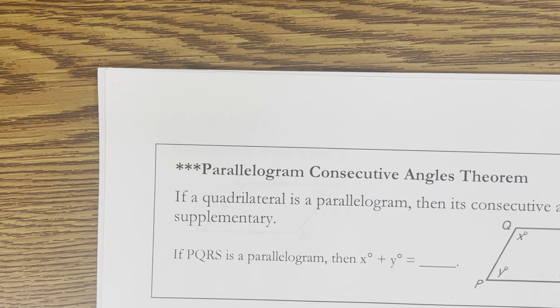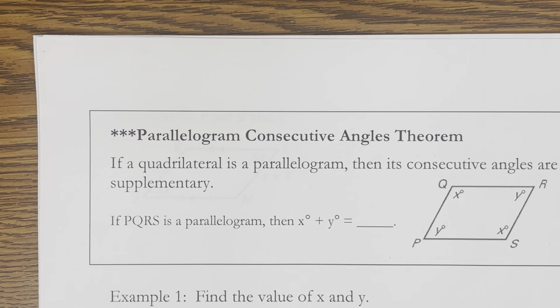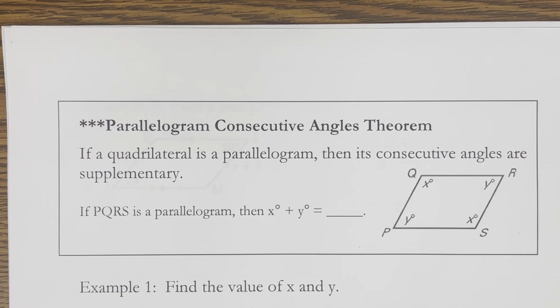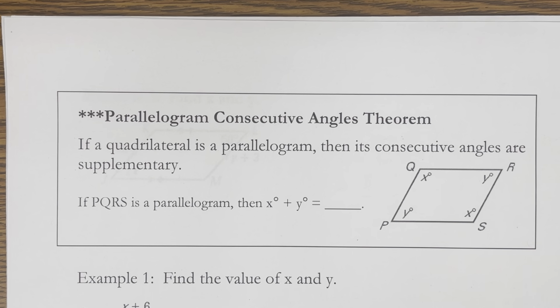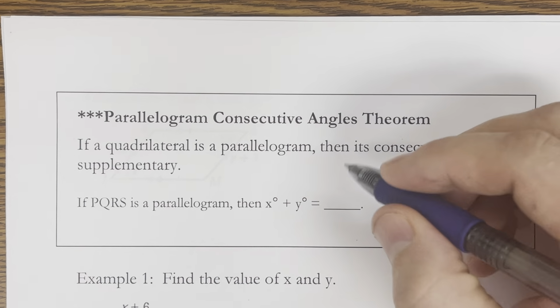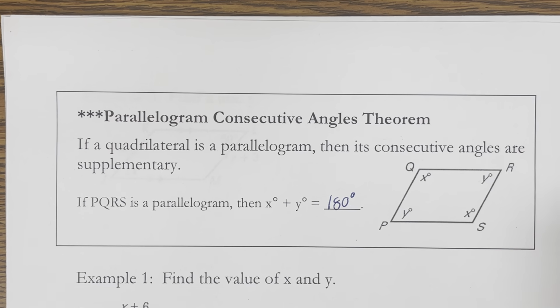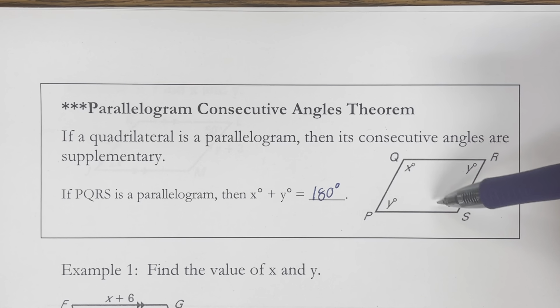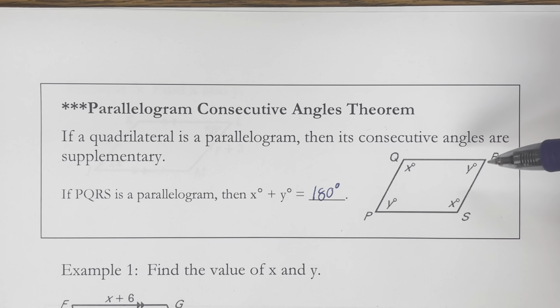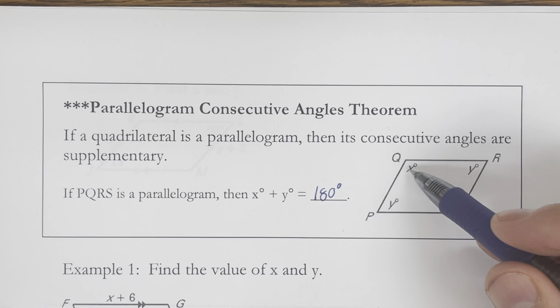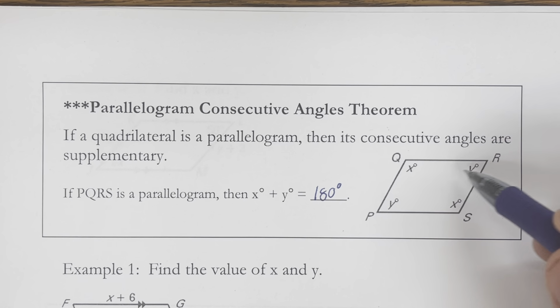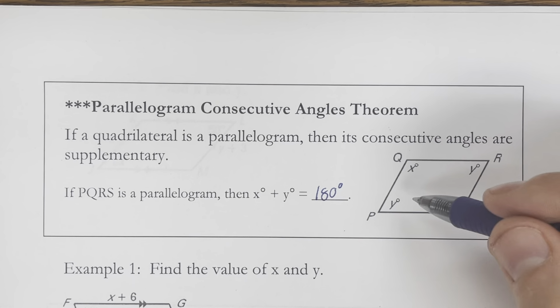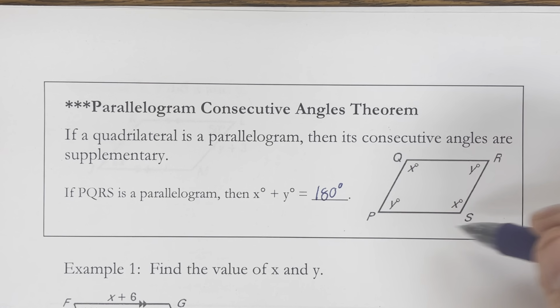The next one, if the quadrilateral is a parallelogram, then the consecutive angles are supplementary. So that means they have to add up to 180 degrees. As I take a look at this, we already know that the opposite angles are congruent. Hence, they're both x, both y. All right. These two have to add up to 180. These two add up to 180. These two add up to 180. And these two add up to 180 degrees.